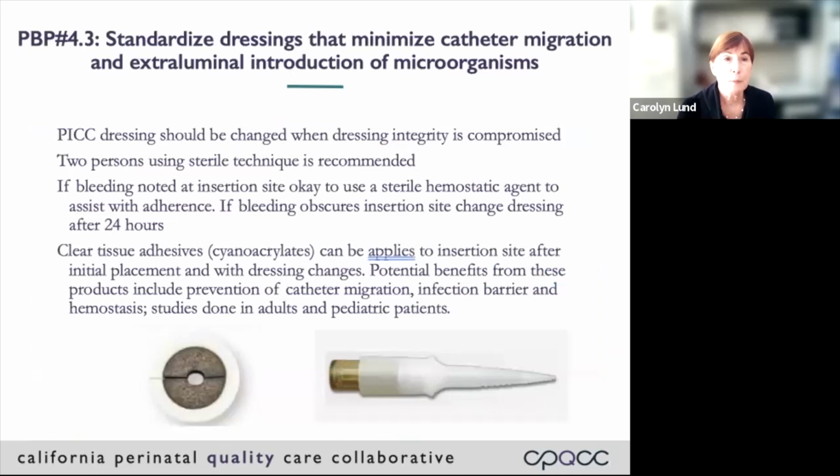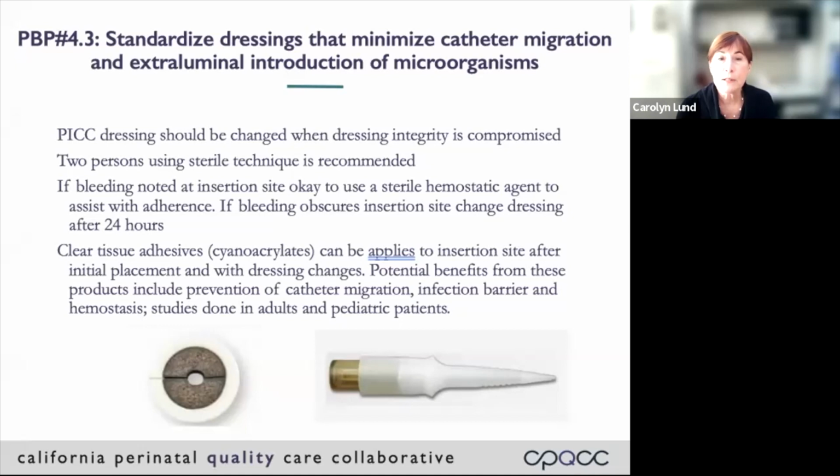Next slide, please. So the third PBP that I identified was to standardize dressings that minimize catheter migration and extraluminal introduction of microorganisms. So we've talked a little bit about PICC dressings, and I think the toolkit does contain some really nice examples. We do recommend that they're changed when the dressing integrity is compromised in any way. There should be a standardized technique. And in fact, we have a PICC dressing kit that really has helped standardize our practice.